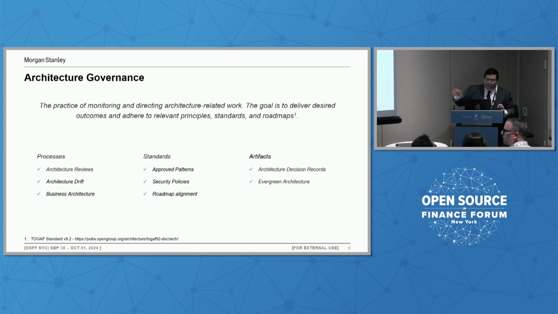So I'm not going to go in depth on what the processes are, but we essentially need to make sure that we are doing some reviews. We are understanding that if there is a gap between an architecture that we reviewed versus an architecture that we deployed, we should be able to understand that, right?